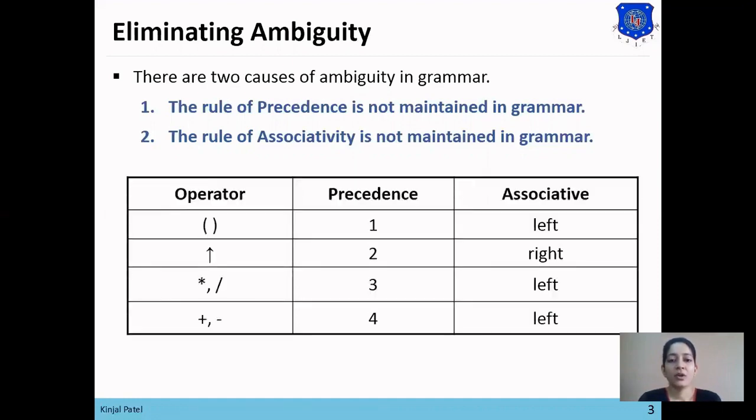So here is the table of operators with their precedence and associativity. First is braces, which have the highest priority and are left associative. Then the second operator is power, which has the second highest priority and is right associative. Then third, the star and division operators have the third highest priority and are left associative. Then plus and minus have the fourth highest priority and are left associative.